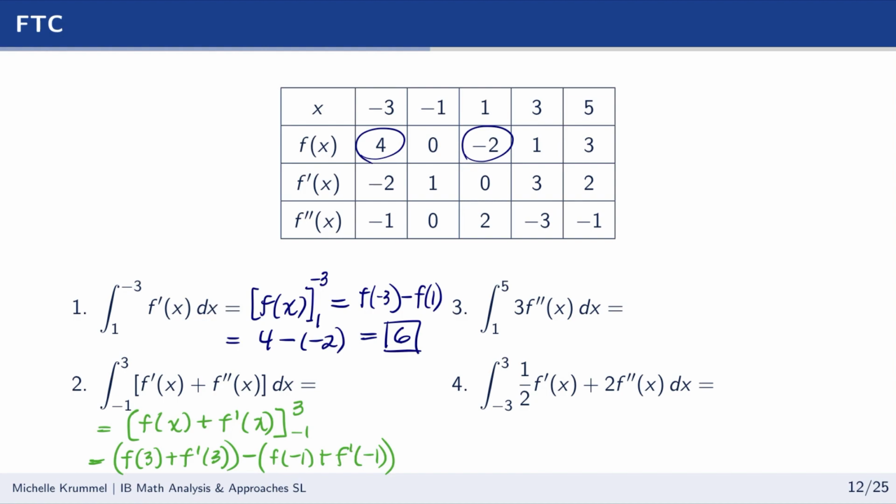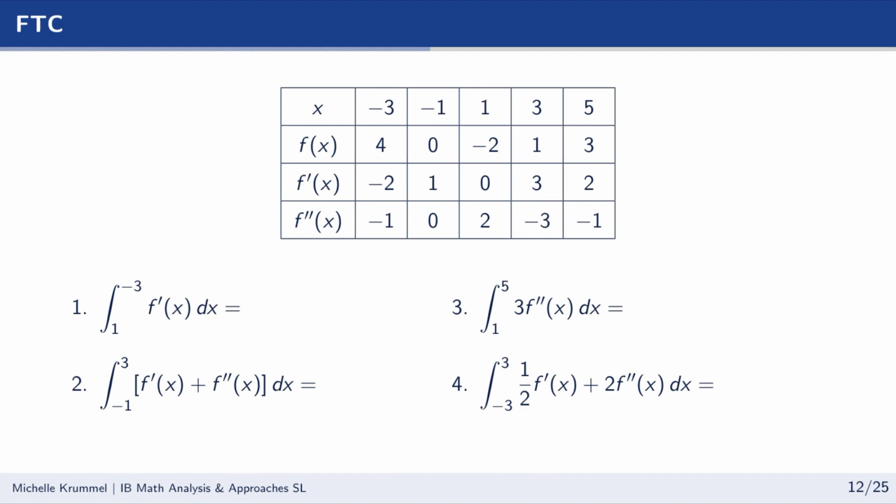And we use the table to evaluate. So f of 3 is 1 plus f prime of 3 is 3, minus f of negative 1 is 0 plus f prime of negative 1 is 1. So we have 4 minus 1, or 3.